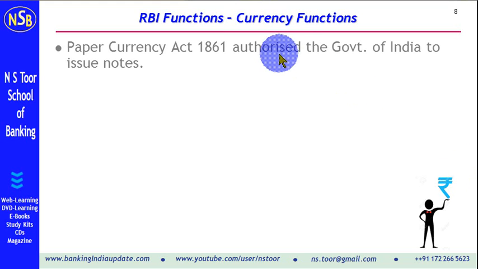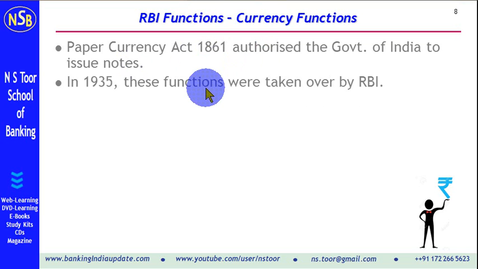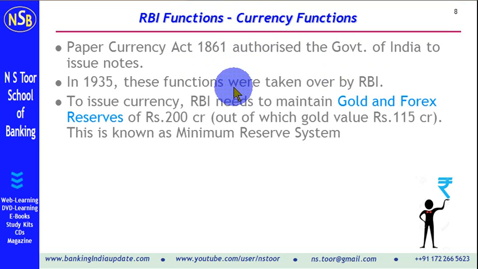Friends, Paper Currency Act 1861 had authorized the Government of India to issue notes. And accordingly, Government of India was issuing notes as per provisions of this act. But in the year 1935, these functions were taken over by Reserve Bank of India. So once RBI was established under RBI Act, these currency functions were taken over by Reserve Bank of India.